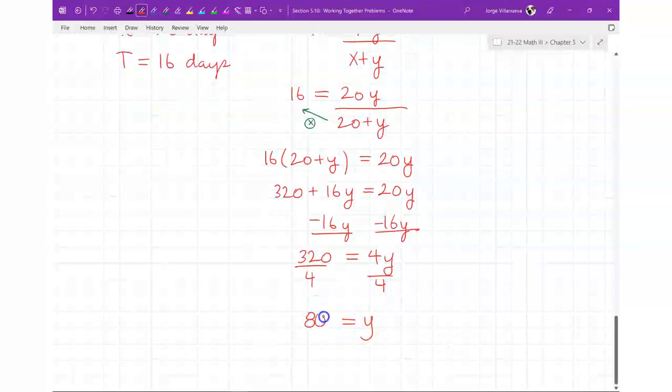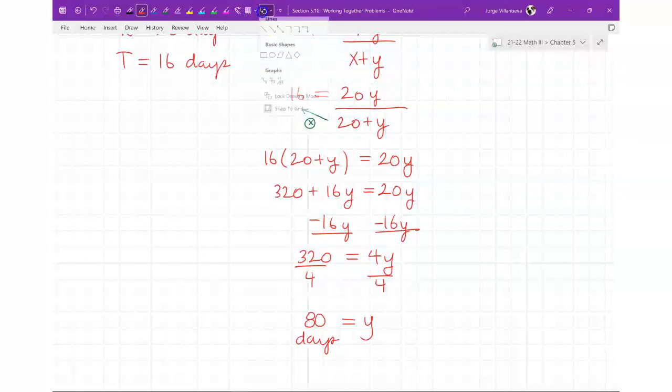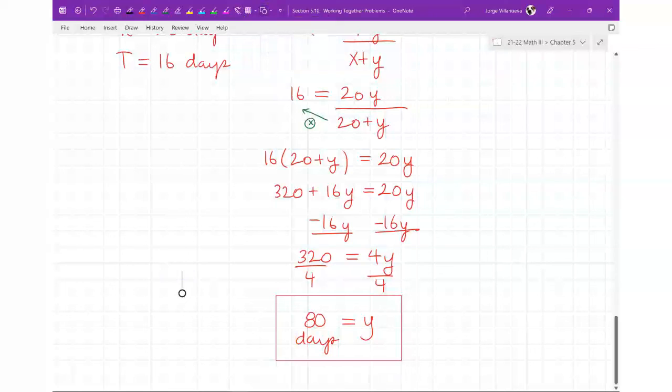So another person takes really long to do it. The other one's a lot faster. So 80 days. So one guy would take 80 days. The other person would do it in 20. Right? Together, they do it in 16. And there you go. This is what your homework is.